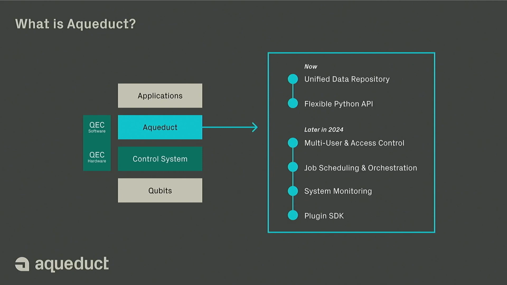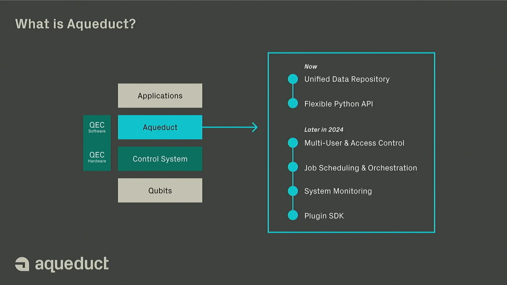And we've built this software stack called Aqueduct. It sits above your control system. We've heard the names of a couple of control systems today. It's control system neutral. It sits above your control system, and it basically makes your experimental workflow much smoother and much easier. And your control system, of course, sits above your qubits, right? So you're in a lab, you're running experiments.